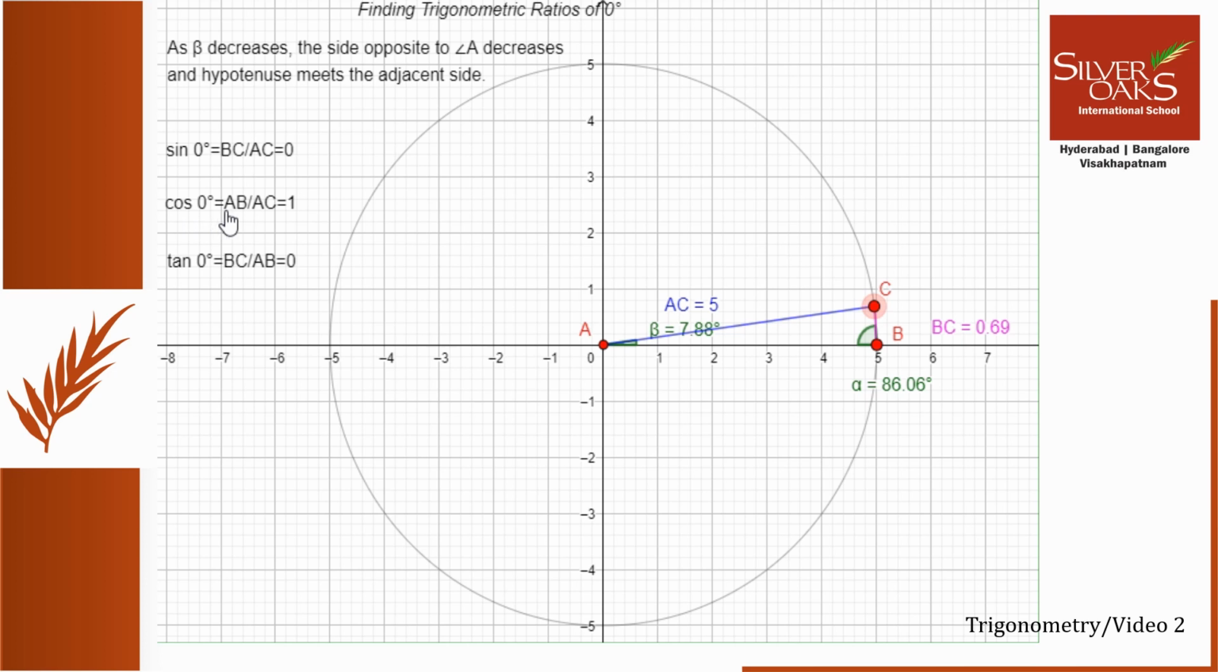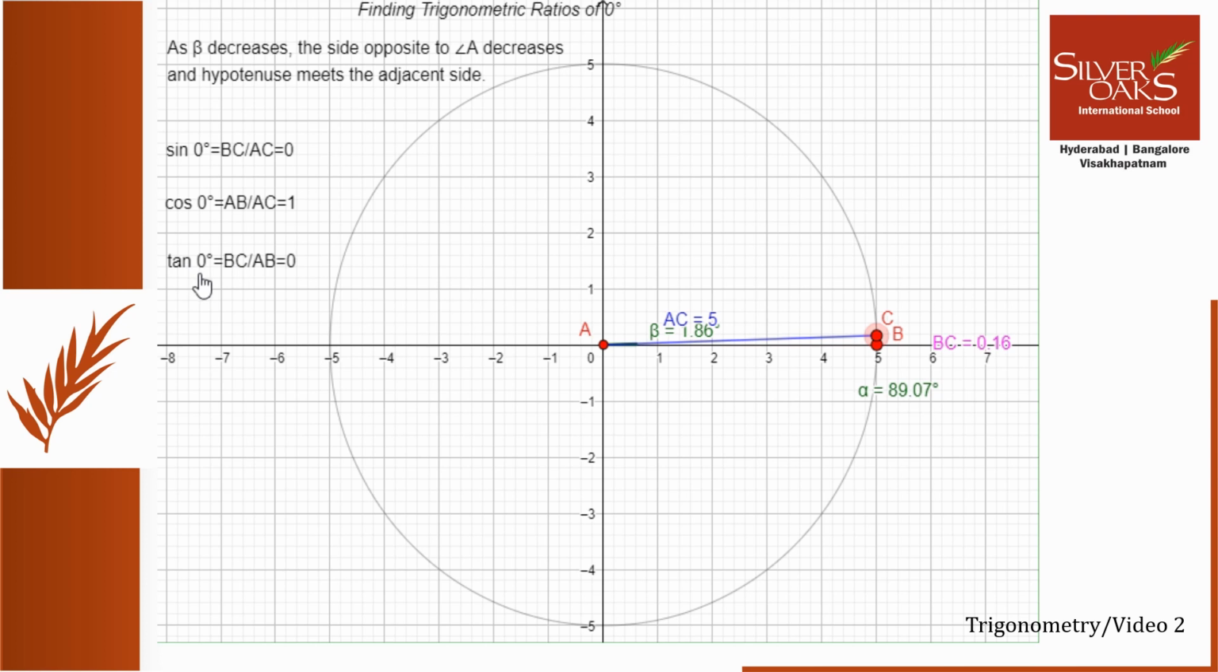Cos 0 is AB by AC. AB is equal to AC. When angle A becomes 0, AC is equal to AB. So which is equal to 1.